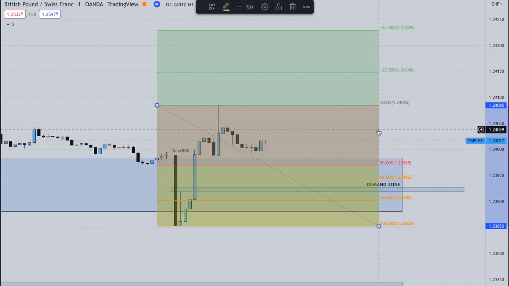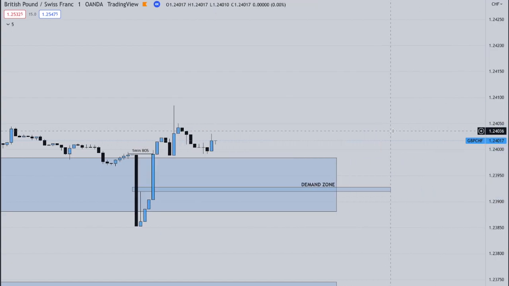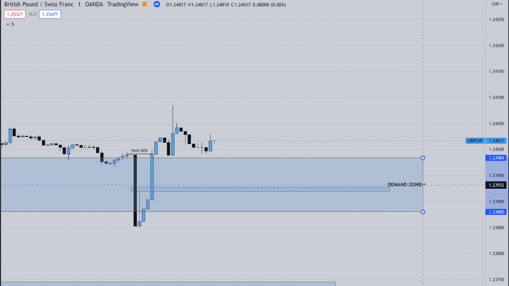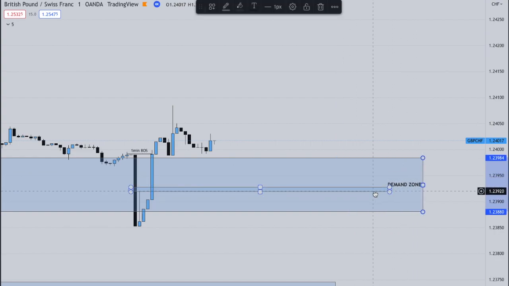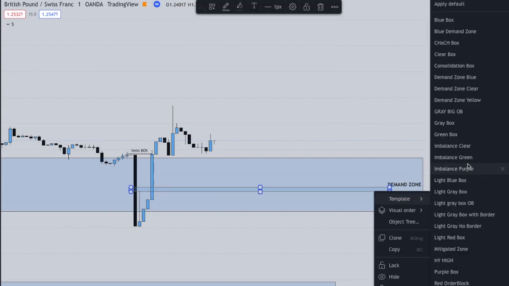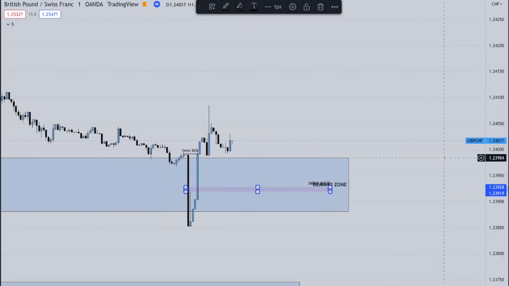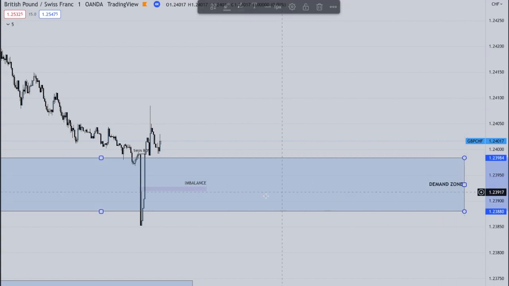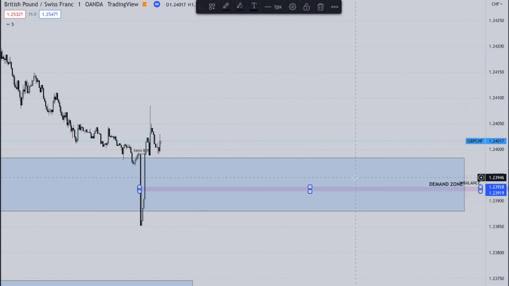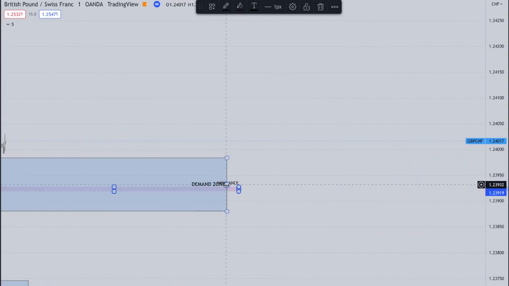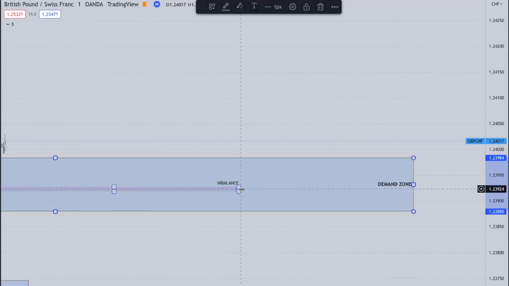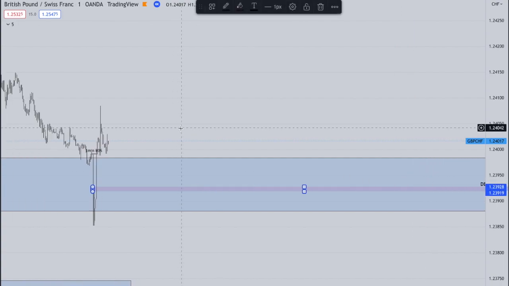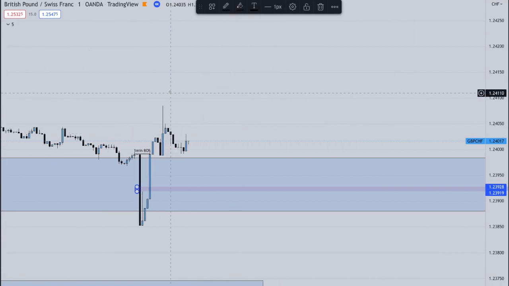Let's go ahead and take off our Fibonacci tool, and we can see that it's still within our level of demand. And we're going to mark this as our imbalance. And we're going to move this over just to give us some room. Okay, now that's our point of interest.